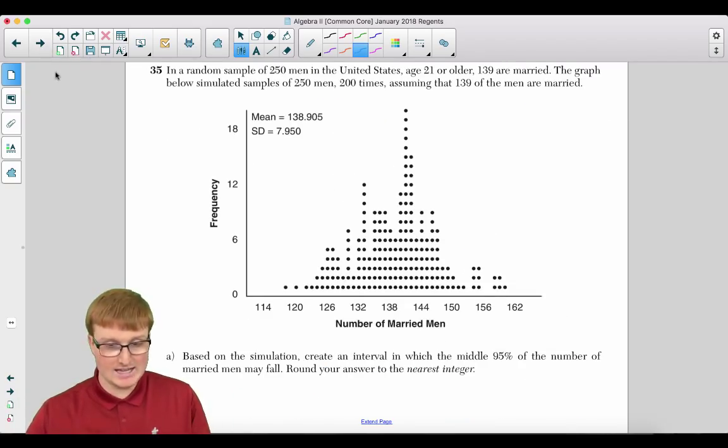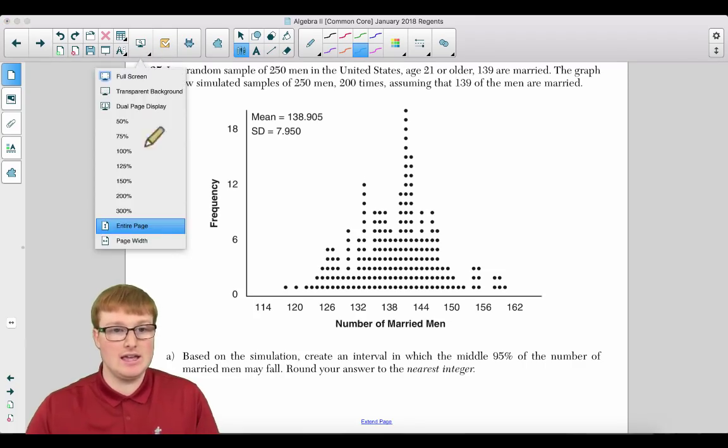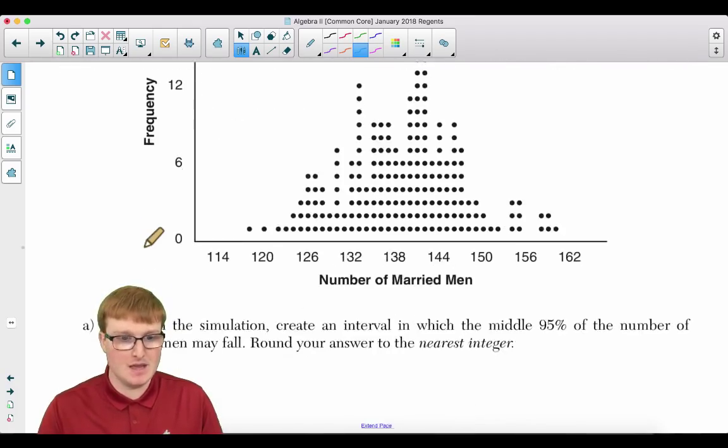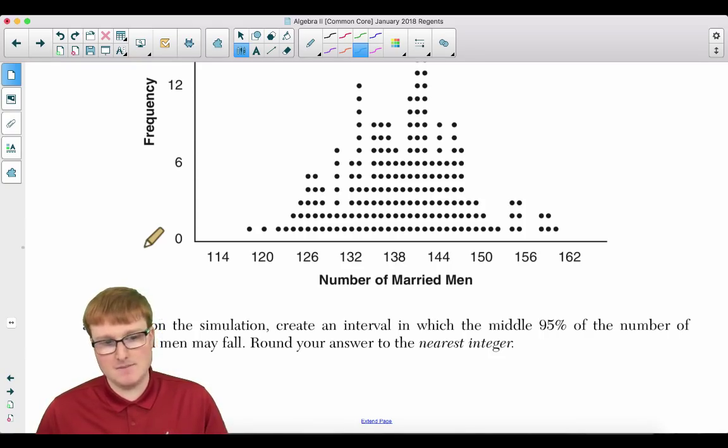Moving on to a statistics question. In a random sample of 250 men in the United States aged 21 or older, 139 are married. The graph below simulated samples of 250 men, 200 times, assuming that 139 of the men are married. Based on the simulation, create an interval in which the middle 95% of the number of married men may fall. Round your answer to the nearest integer.